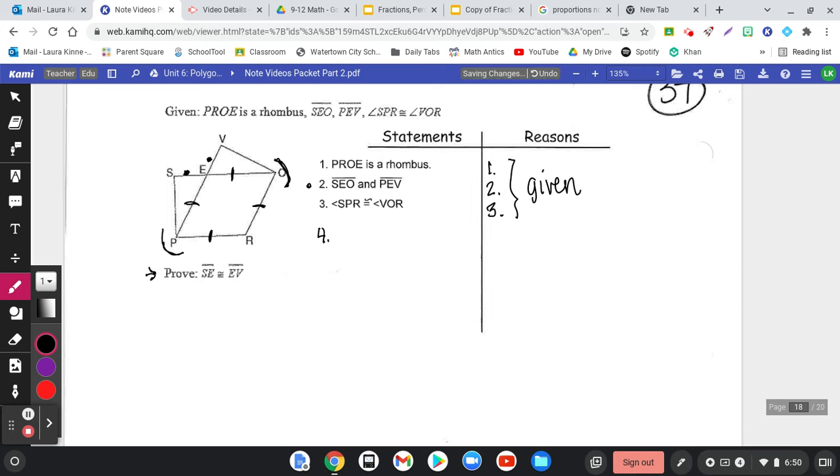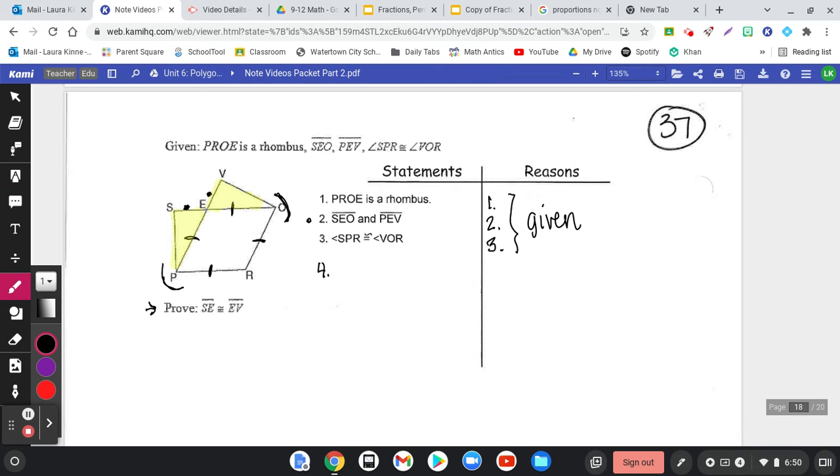So if we first prove that these two triangles are congruent, then we can prove that their parts are congruent. And if you look, we almost already have a side, right? So let's work on this. So we can say, all the sides are congruent, yes, because they're a rhombus, but we can also say that just side PE is congruent to side OE.